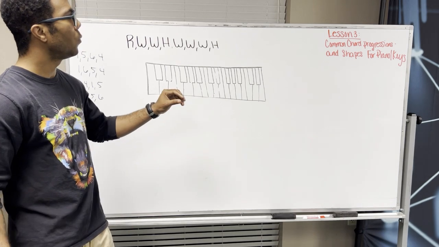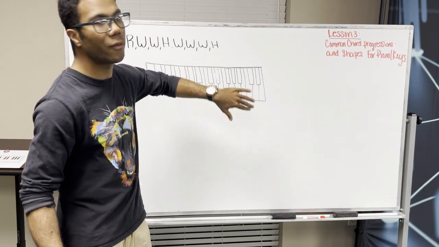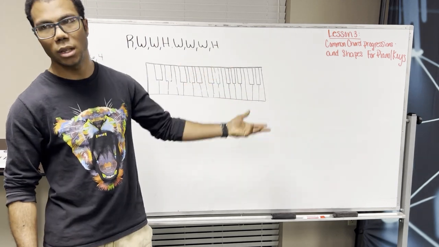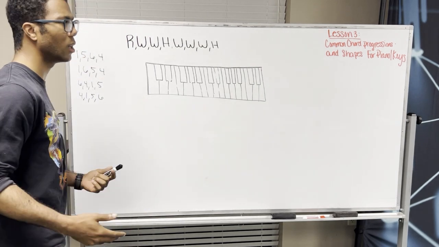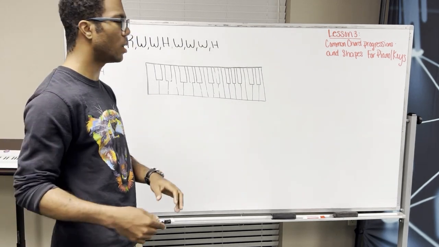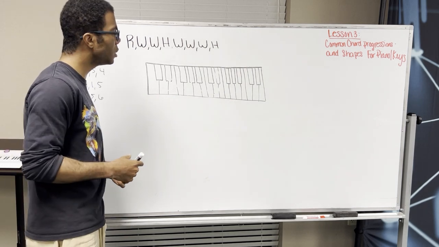Today, I know it says common chord progressions and shapes, but we're going to flip this and go shapes first, then chord progressions. I feel like it would be better that way and give us a better understanding. Some of these shapes I really want to bring to your attention.